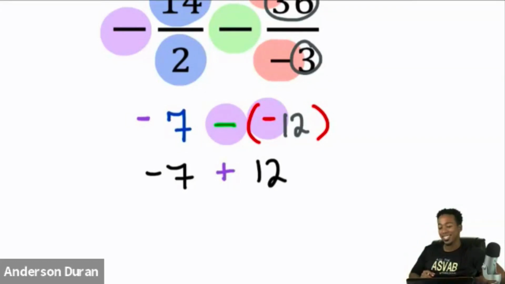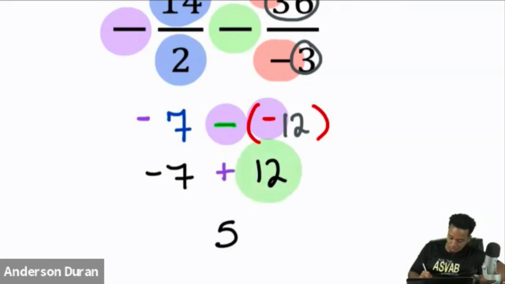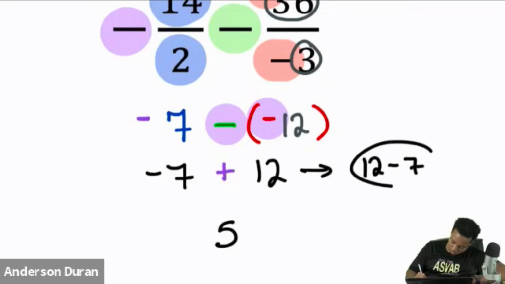I got you. So here, boom, we have a negative plus a positive. So remember, the rule here is to subtract the numbers, 12 minus 7. You get a 5. But because the 12 is bigger, you keep it as a positive 5. Because remember, this is the same thing as saying 12 minus 7. Same thing.